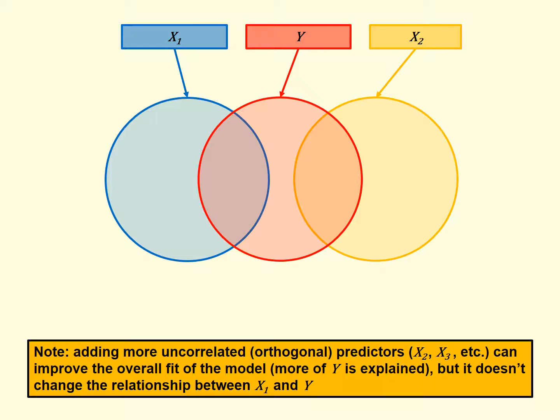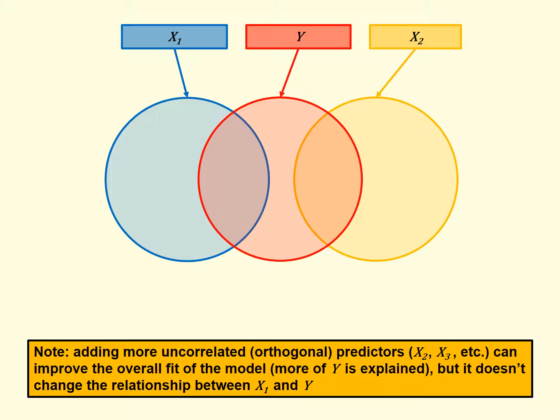And to be clear, when we make models that include multiple variables, as we often do if we're doing multiple regression or factorial ANOVA, adding uncorrelated, or what we sometimes call orthogonal predictors, x sub 2, x sub 3, and so on, can improve the overall fit of the model because we're explaining more and more of that outcome variable, y. So you can imagine we're kind of trying to paint over or overlap over more and more of that space in red, y. And that's fine if those predictor variables, x sub 1, x sub 2, and so on, aren't correlated with each other, aren't overlapping with each other.